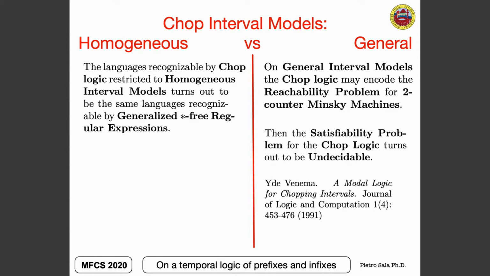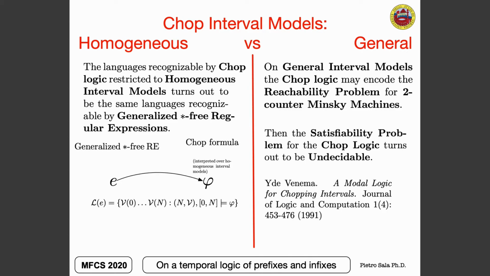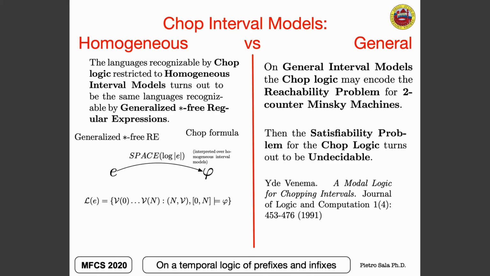For homogeneous models, if you restrict the class of models to the homogeneous ones, the chop logic is exactly equivalent to the generalized star-free regular expression, which means that given a generalized star-free regular expression, you can always write a homogeneous chop formula, which, if you read the evaluation of the letters and concatenate them over the model, all the models of such formulas are also words of the language of E, and you capture all and only the words in the language of E.